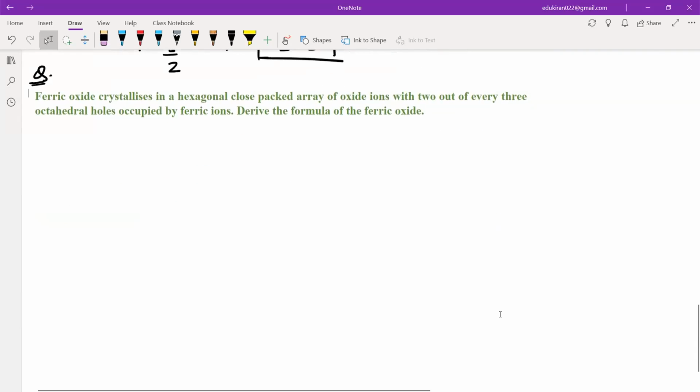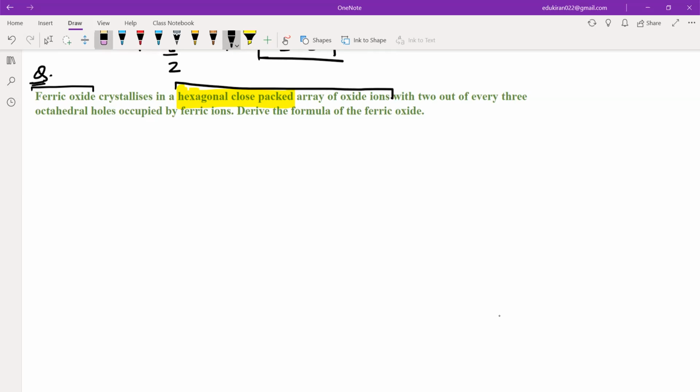Okay, so ferric oxide crystallizes in hexagonal closed packed. See, so they have given you a closed packed array. Now ferric oxide is a compound. Okay, what is ferric oxide? It is a compound, and they are saying it crystallizes in hexagonal closed packed array of oxide ions. This whole thing is one line. इसको ध्यान रखिएगा that you are saying in a hexagonal closed packed array of oxide ions. Okay, till here is your one line.